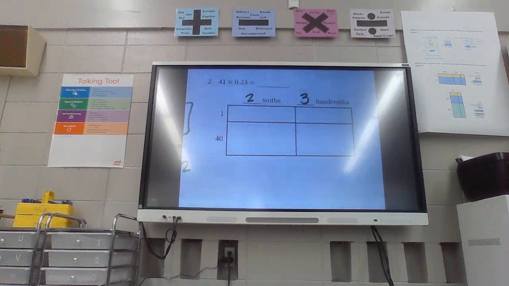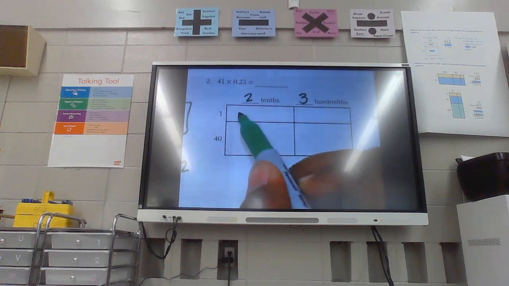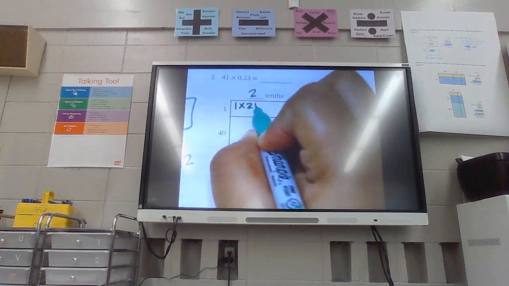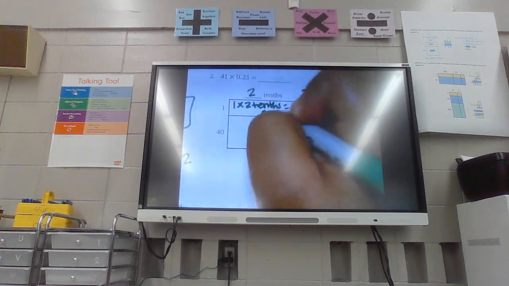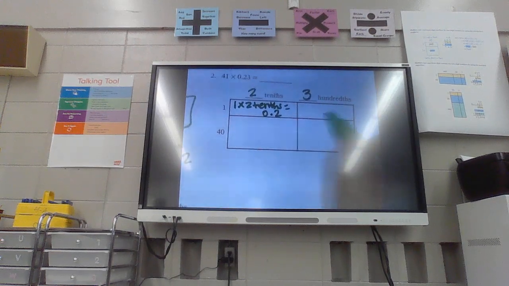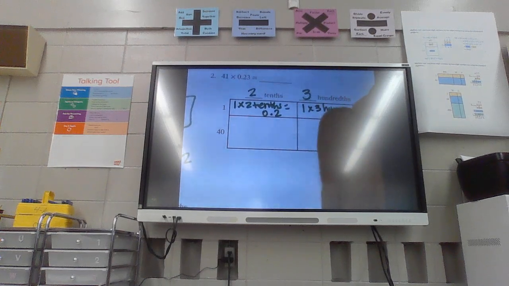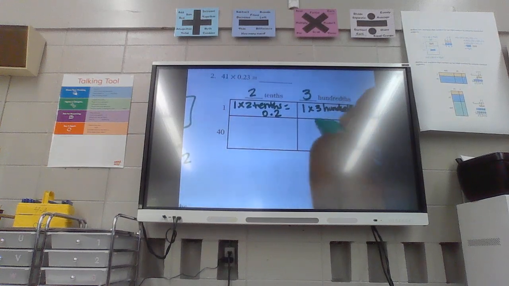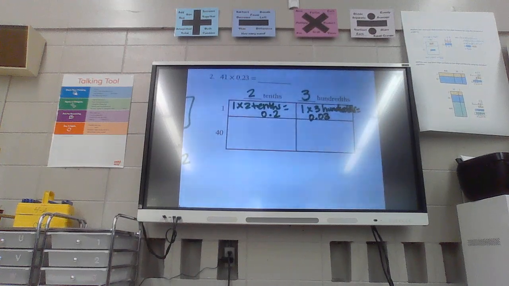Remember, we have to pay attention to the value of that decimal that we multiply, all right? Here, what is being multiplied? 1 and 2 tenths. 1 multiplied by 2 tenths, which equals what? 2 tenths, which is the number 0.2. You understand that? What's being multiplied here? 1 times 3 hundredths, which equals what? And how do I write that as a number? 0.03.